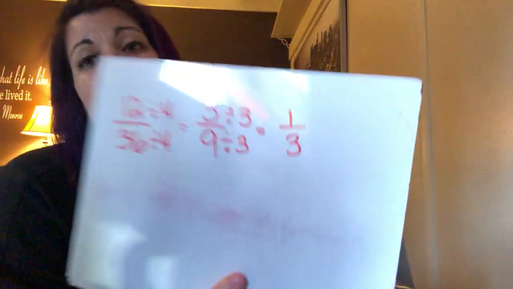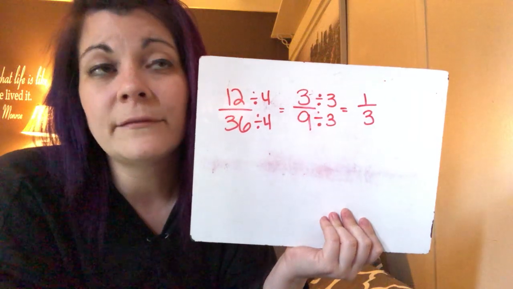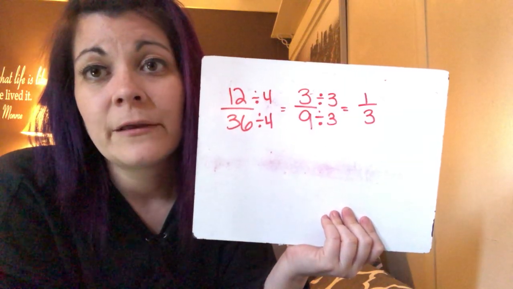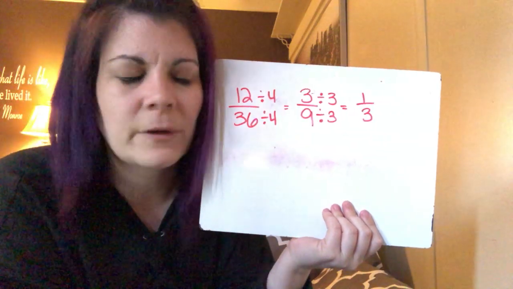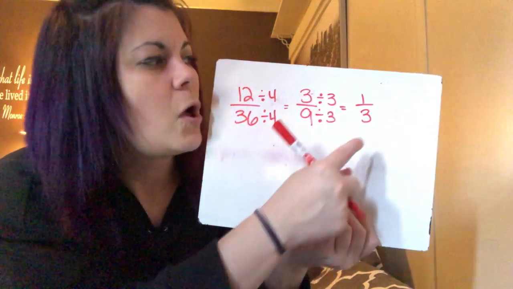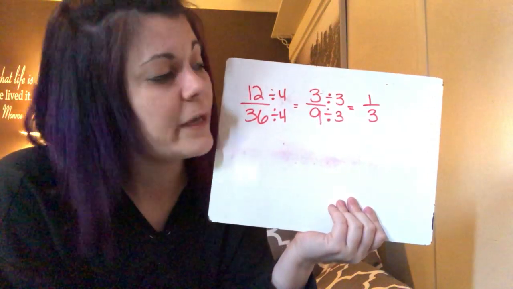3 divided by 3 is 1. 9 divided by 3 is 3. So we have 1/3. Again, knowing your multiplication is key here, okay? So 12/36 will reduce, or simplify, if you want to hear that word, simplify, all the way to 1/3, okay? Again, knowing your multiplication is key.